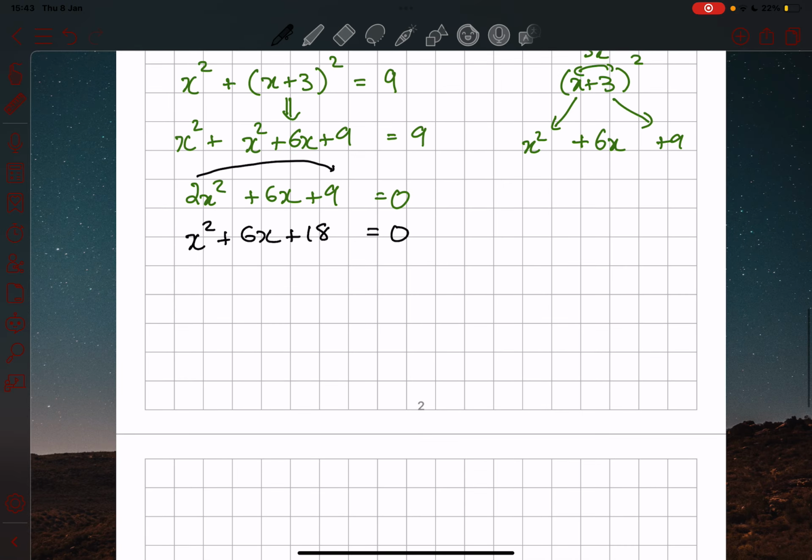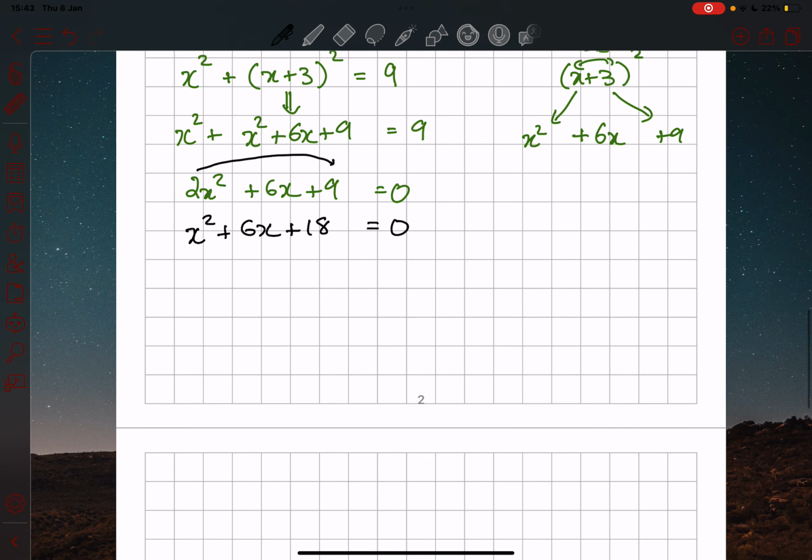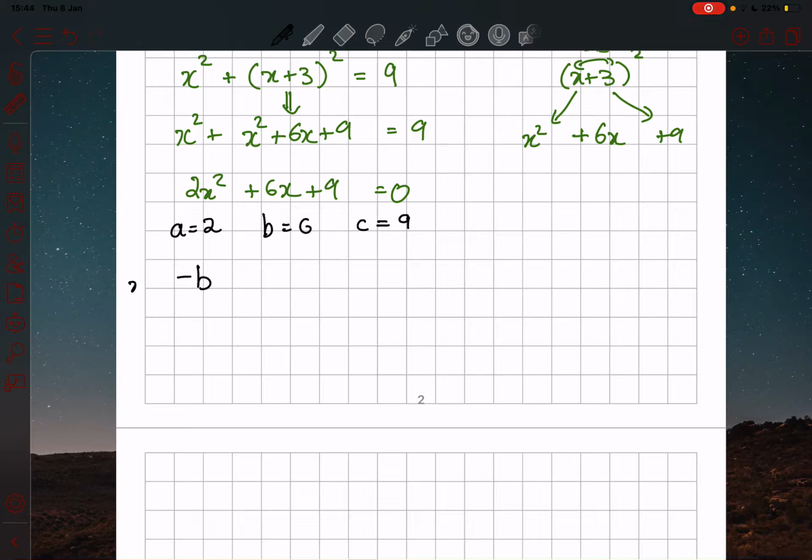So it looks like we're going to have to use the quadratic formula on this one because I don't think we can factorize this. Because we cannot factorize this, I'm going to go back and use the quadratic formula. So a is 2, b is 6, and c is 9. So x is equal to minus b plus or minus the square root of b squared minus 4ac, over 2a.